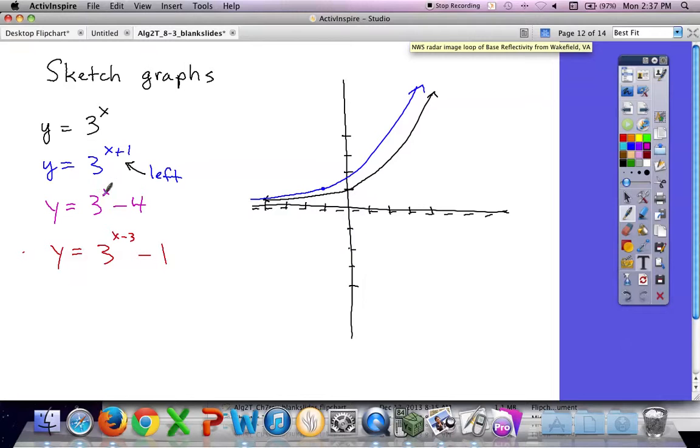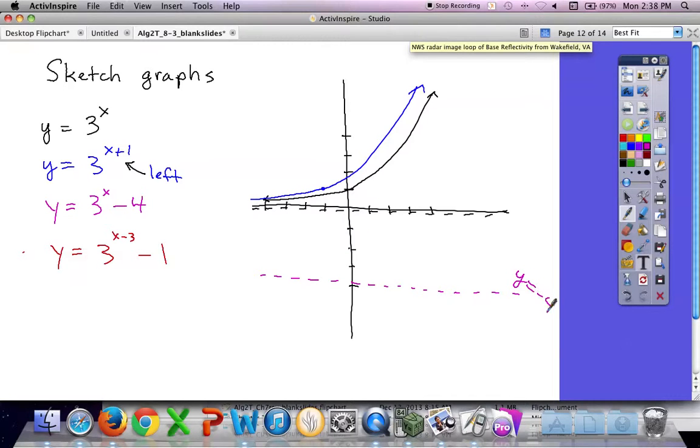Okay, 3 to the x minus 4. So the minus 4 is after the function. Up, down, left, or right? Down 4. Okay? If I move the graph of the black line down 4, does it move the asymptote? Sure it does. If you take a horizontal, the whole graph, and you move it down 4, the asymptote is now here. Okay, now here's our new asymptote.